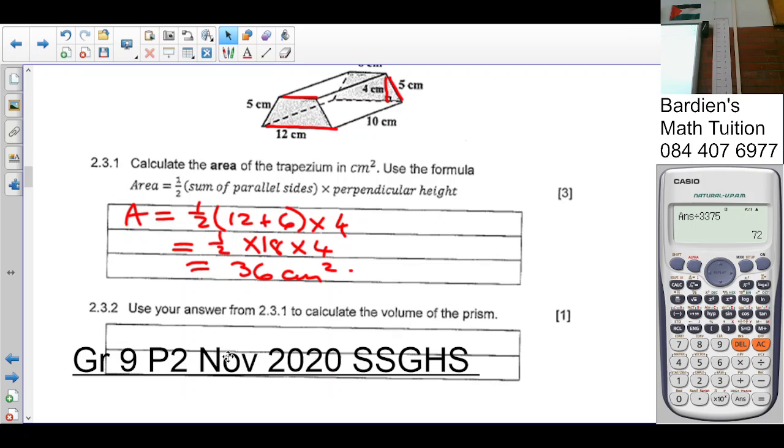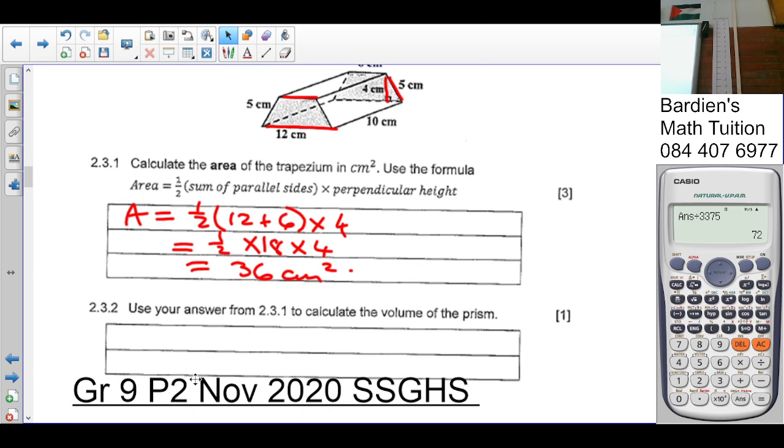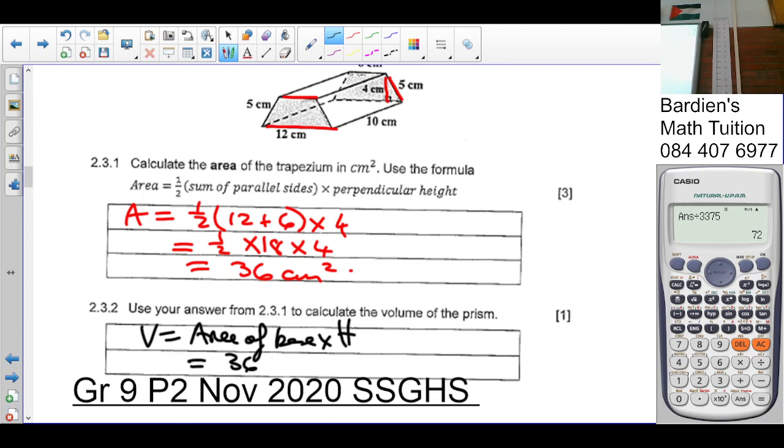How do you calculate the volume? Area of base times height. So what's the area of this base? 36 times the depth of this object, which is 10, which gives you 360 centimeters cubed. How many milliliters of water would that be now? Yes?